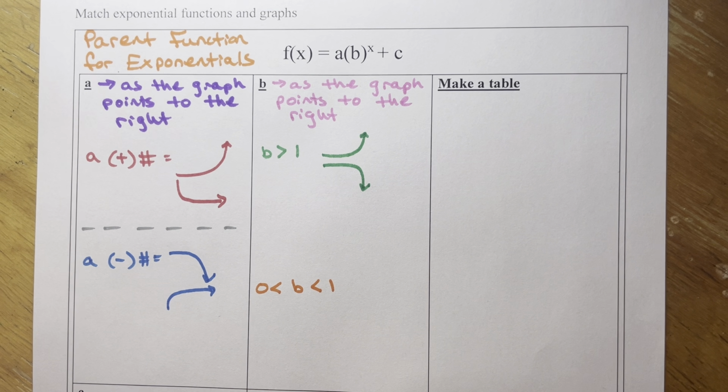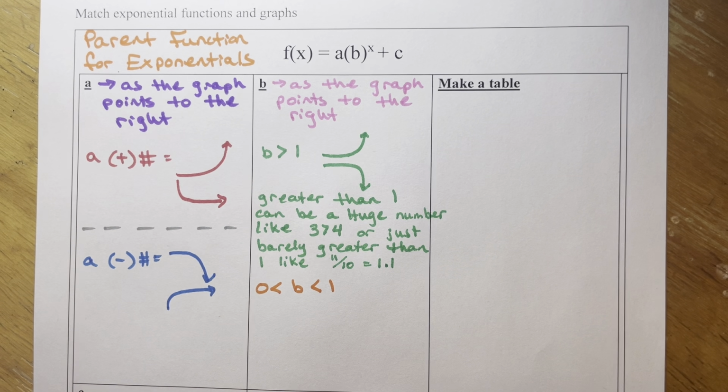Now, this is important to discuss. What does it mean to be greater than 1? When we say that b has to be greater than 1, we have a big variety of what that could be. It might be a huge number, like, I don't know, 374. That's definitely greater than 1. Or it could just barely be greater than 1, like 11/10. That's 1.1. So it's only barely greater than 1, but it's still greater than 1.